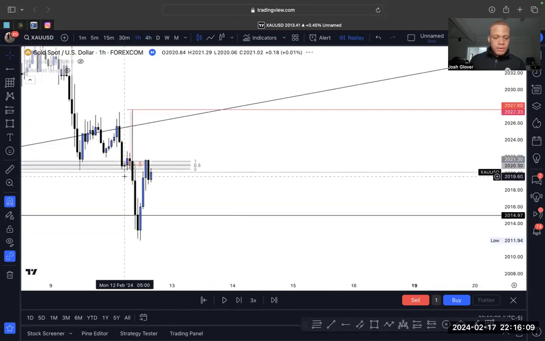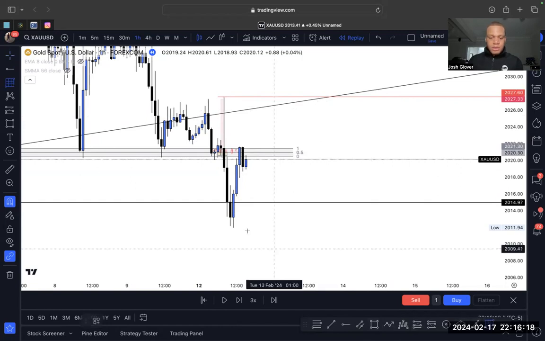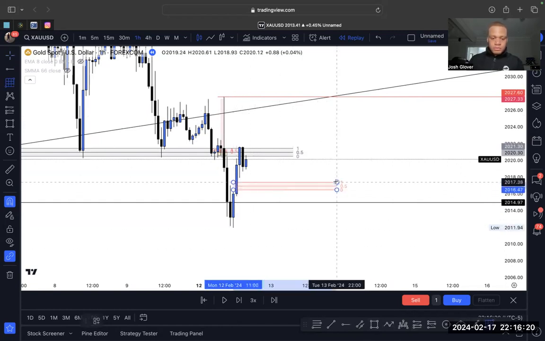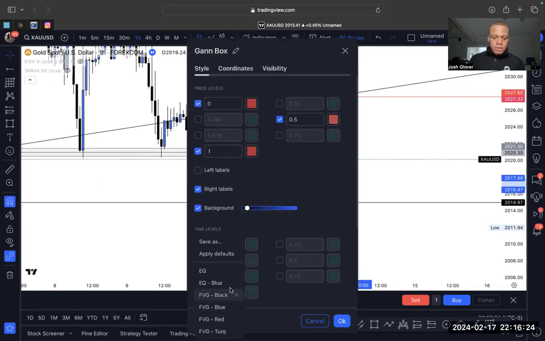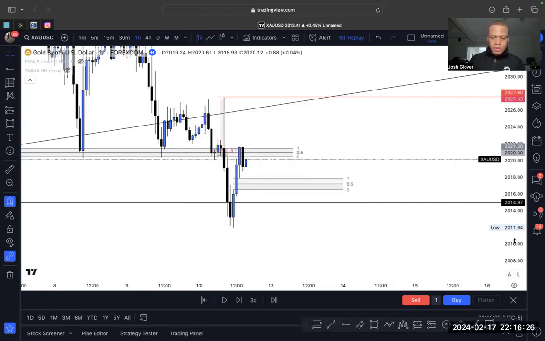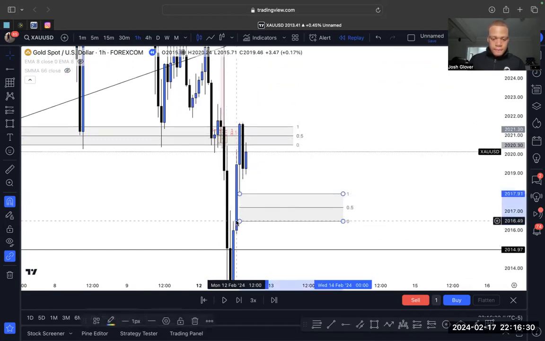Going down to the 1 hour. All I'm looking at is this fair value gap. This is what I was looking at. I already missed one opportunity. I'm not going to miss another. So, fair value gap here. Do this one black as well. I like it being real precise. So then I like to magnet it.